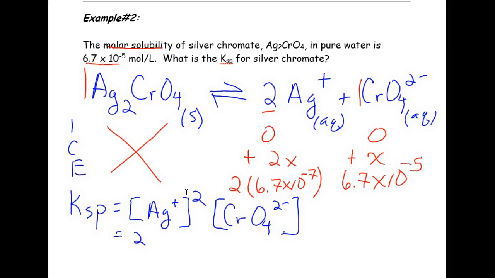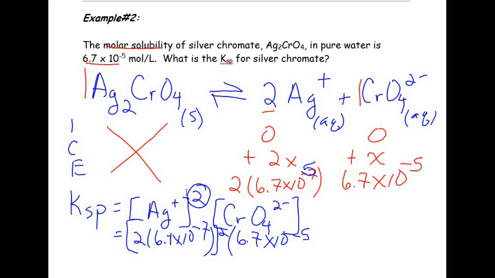So I have 2 times 6.7 times 10 to the negative 7. But that has to all be squared because the expression says it needs to be squared. And I'm going to multiply that by 6.7 times 10 to the negative 5. Oops, made a mistake over here. This should be a 5 and this should be a 5. So working all of that out, I will get my solution.